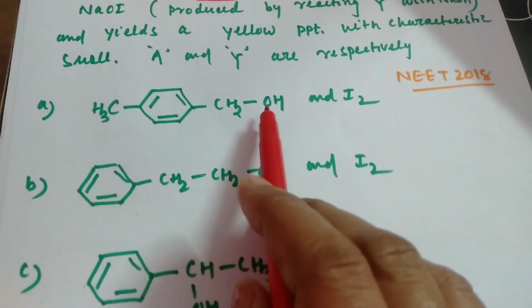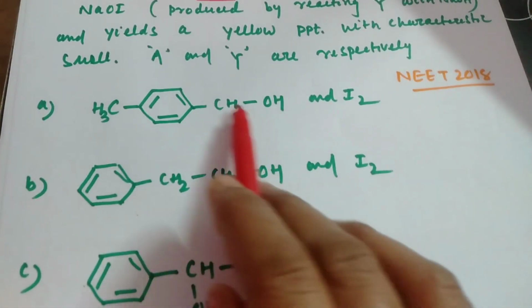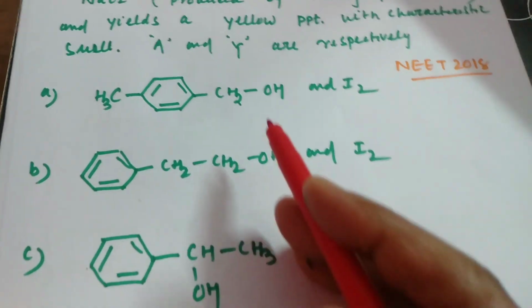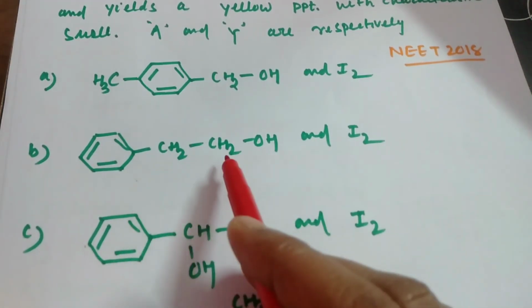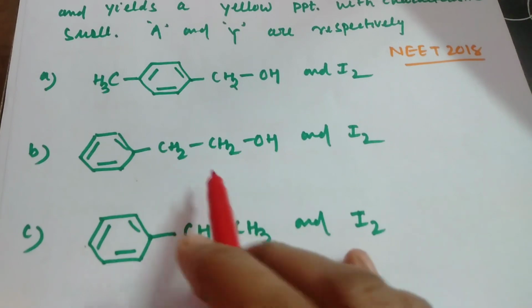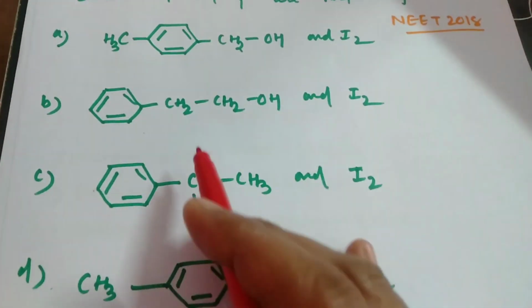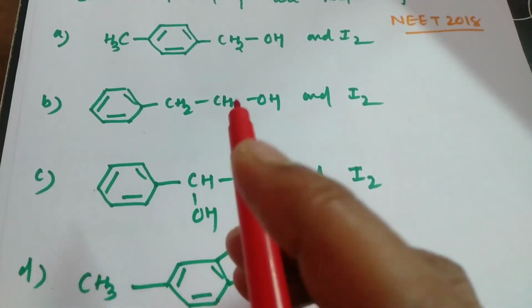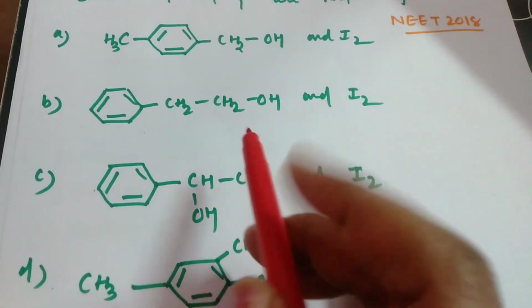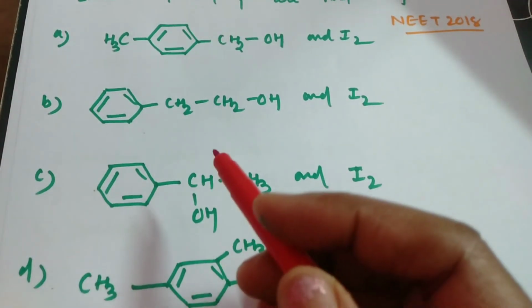See here, there is an alcohol group, this will not give the iodoform reaction. Here this one is also an alcohol, that will also not give the iodoform reaction, because we know that only one alcohol, that is ethyl alcohol, will give the iodoform reaction. So these are the two options which are rejected.